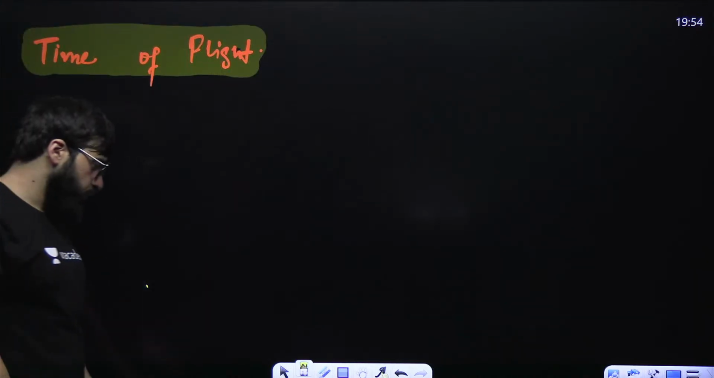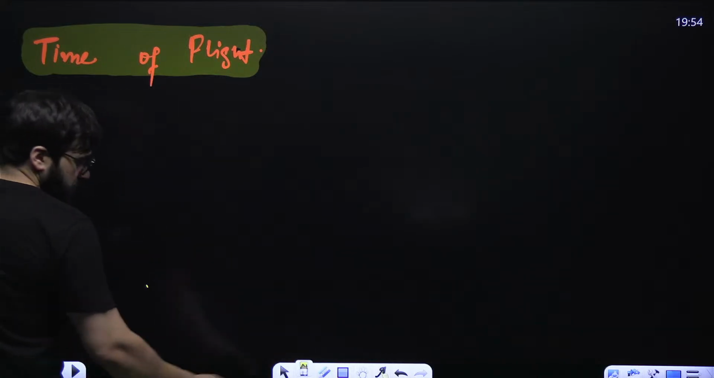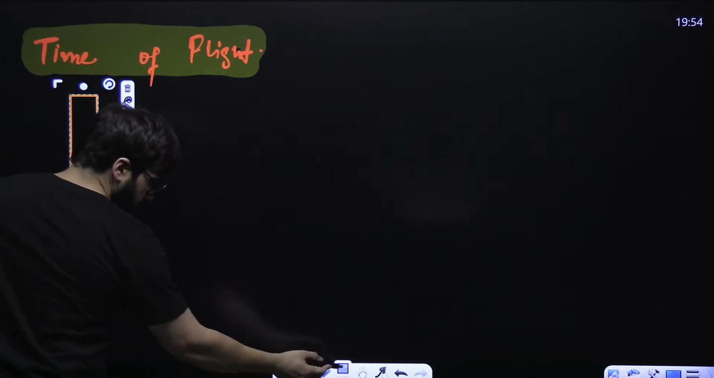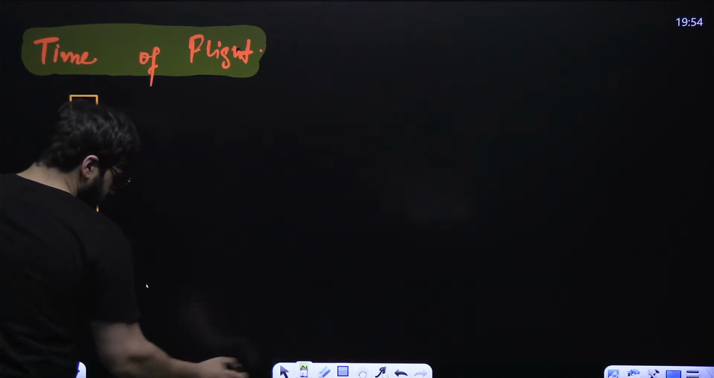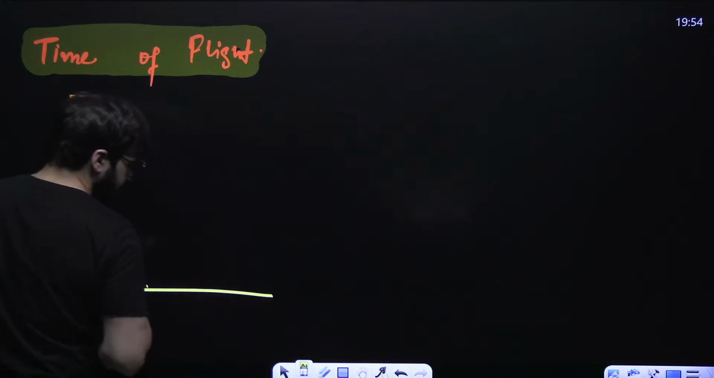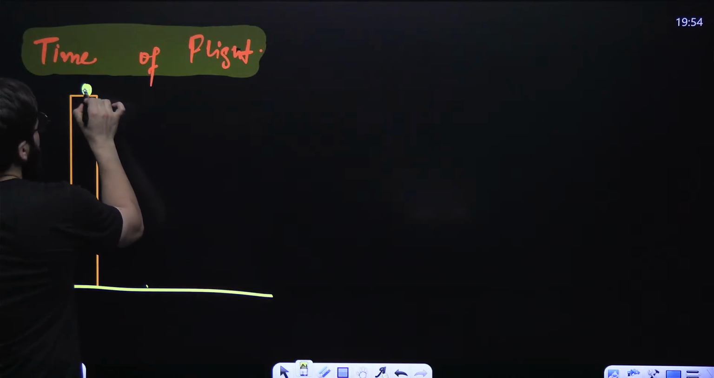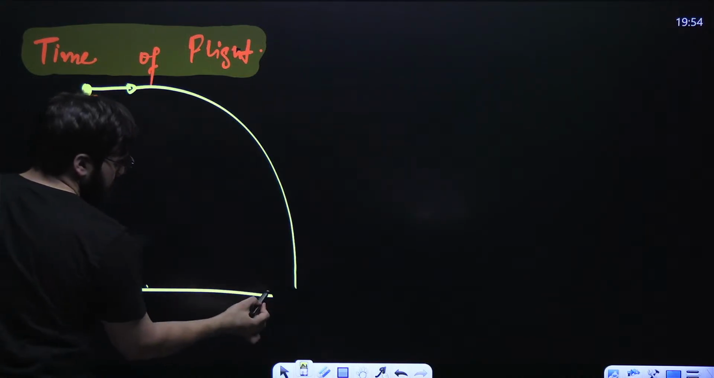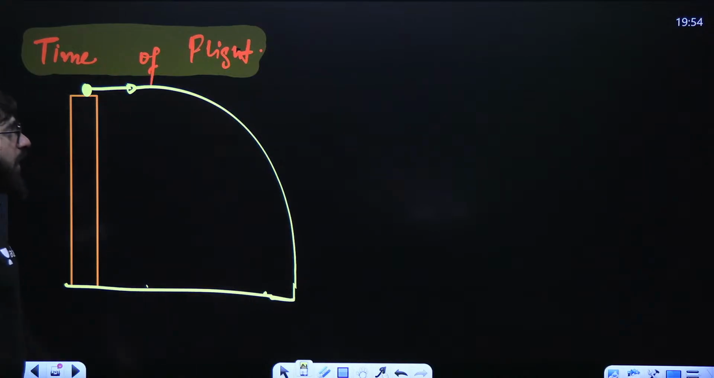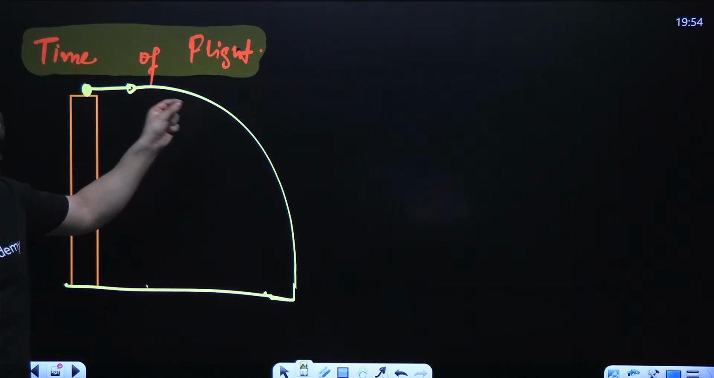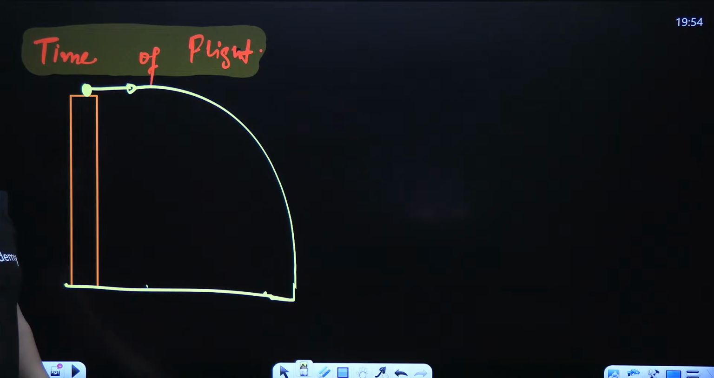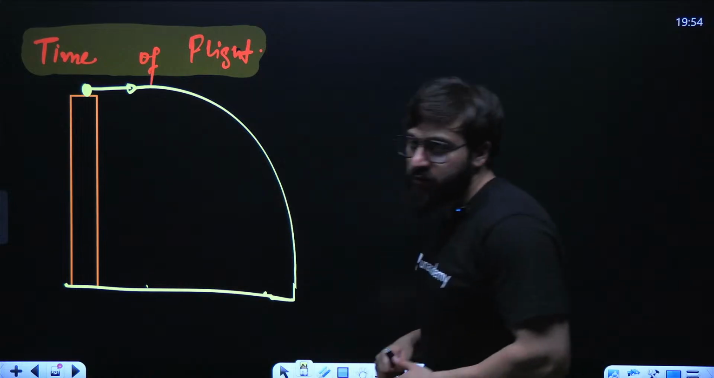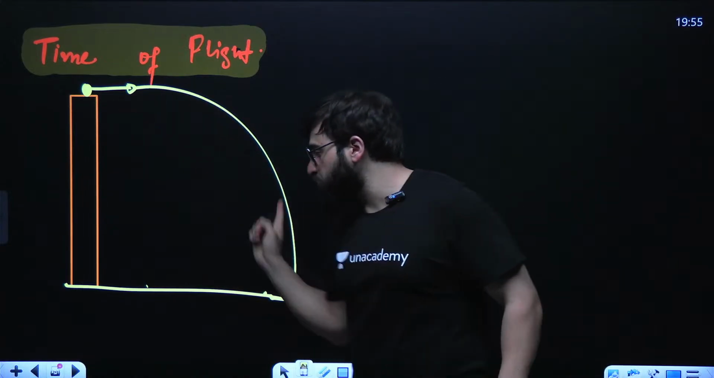Let's now find the time of flight. Guys, what is this time of flight? Let me show you over here. Let's suppose this is the building that we have got over here, and from this building you are throwing a projectile. We say it follows this path. How much time it will take to complete its journey? That is what we call the time of flight. How much time it will take from this point to this point?